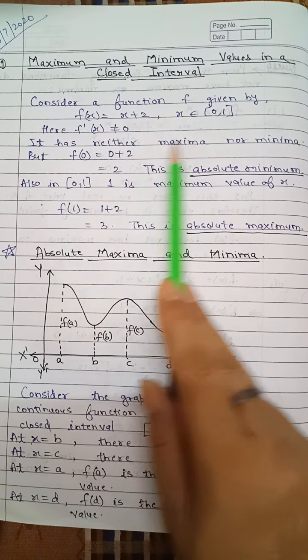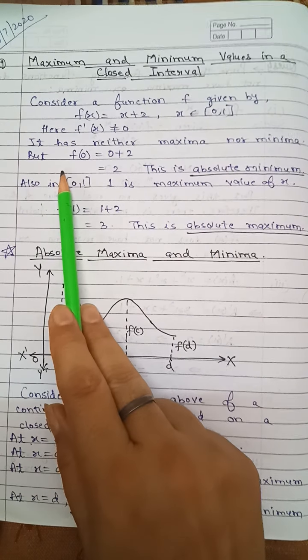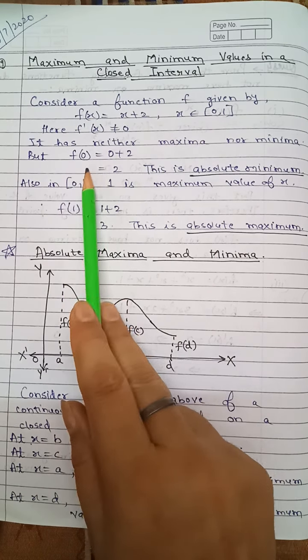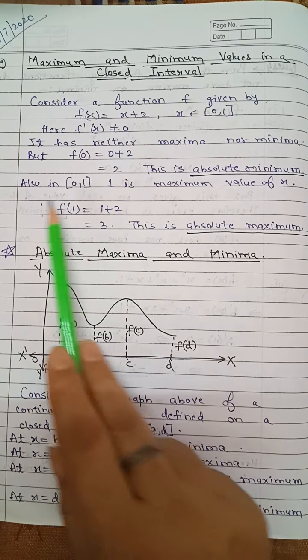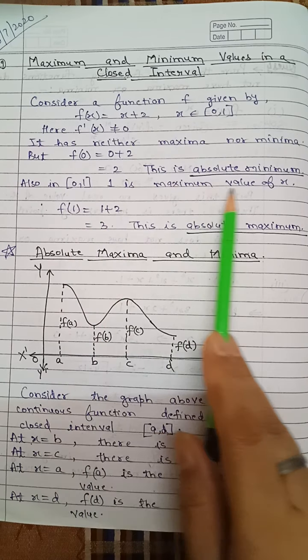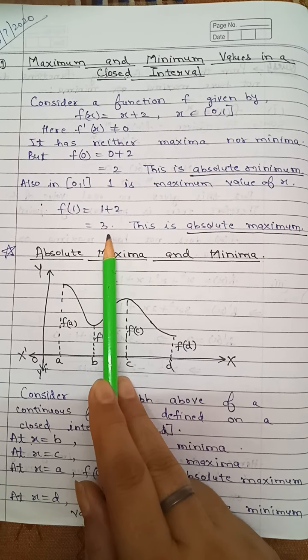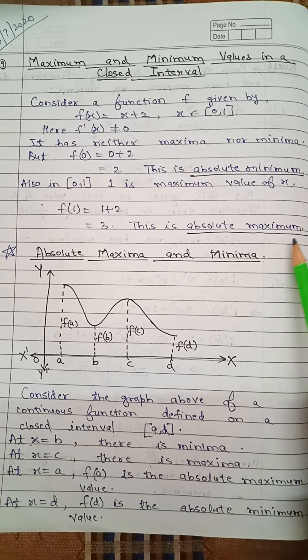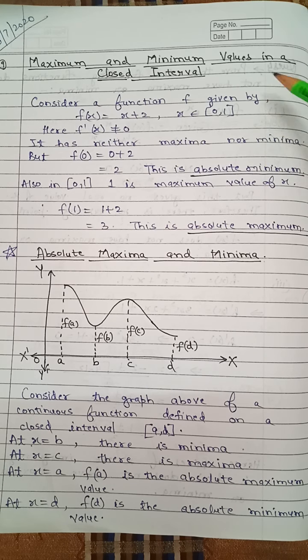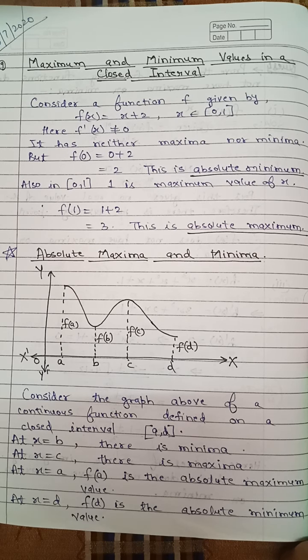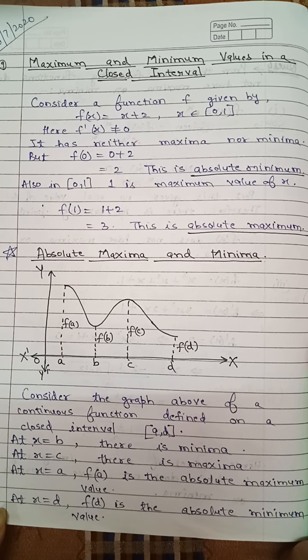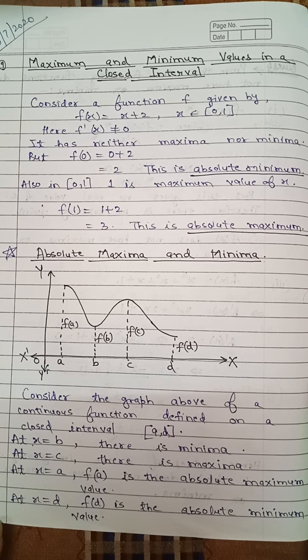Now for this interval we have to see. For this interval, let us find f(0), this becomes 2. So this is the absolute minimum value, and if I put 1 in this function, it becomes 3. So this is your absolute maximum. So the difference from the previous topic of local minima and local maxima is that there the class intervals were not given, but in absolute maxima and absolute minima, the interval will also be given.